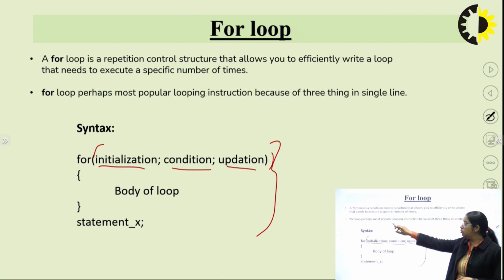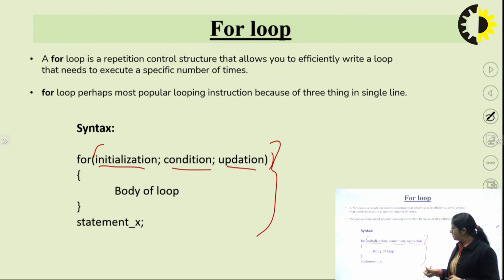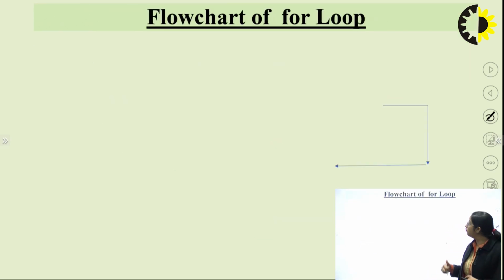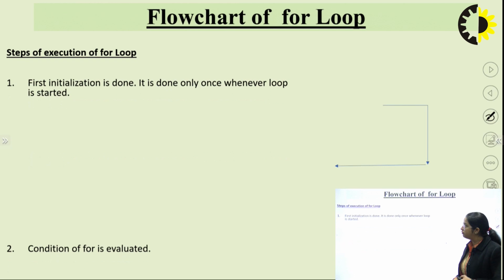The for loop is the most popular loop instruction because it is very easy to use, since all three steps come into a single statement. So there will be less chance of error, less chance of mistakes. So we are using the for loop here. Let's understand the for loop. We will see the flowchart and the steps of execution.